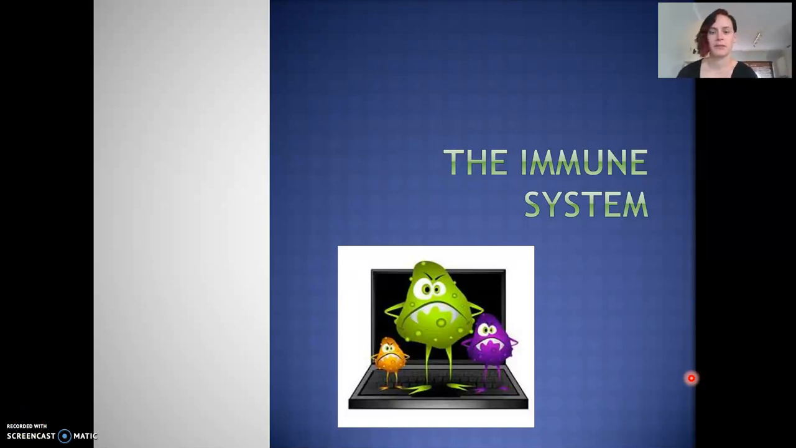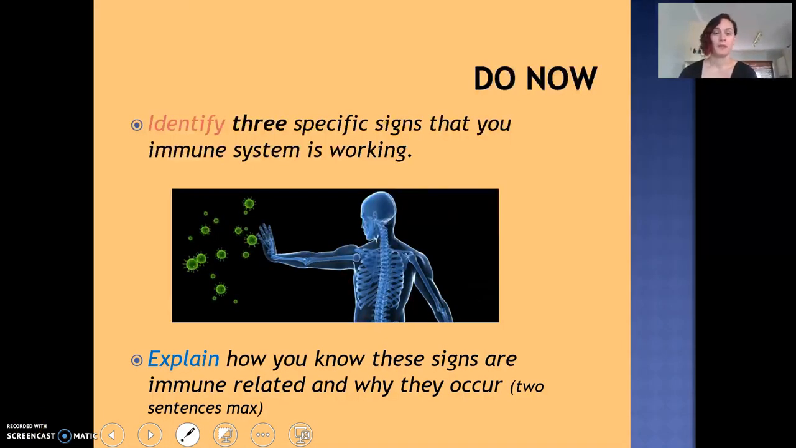All right, let's learn about the immune system. Before we start, I want you to do a couple of questions. Identify 3 specific signs that your immune system is working, and I want you to explain how you know these signs are immune related and why they occur. So just a couple of sentences there.